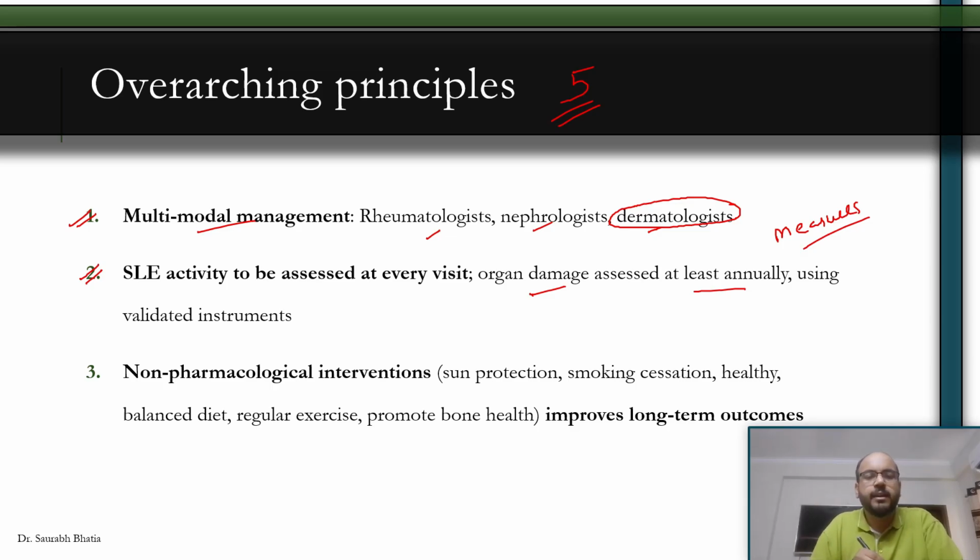Okay. The third principle is non-pharmacological interventions, which include sun protection, stopping smoking, a healthy balanced diet, regular exercise, bone health promotion, or taking care of bone resorption and absorption. All the non-pharmacological, non-medicinal interventions have to be kept in mind. They are proven to improve long-term outcomes, and these interventions have to be counseled to every patient at any stage of disease.